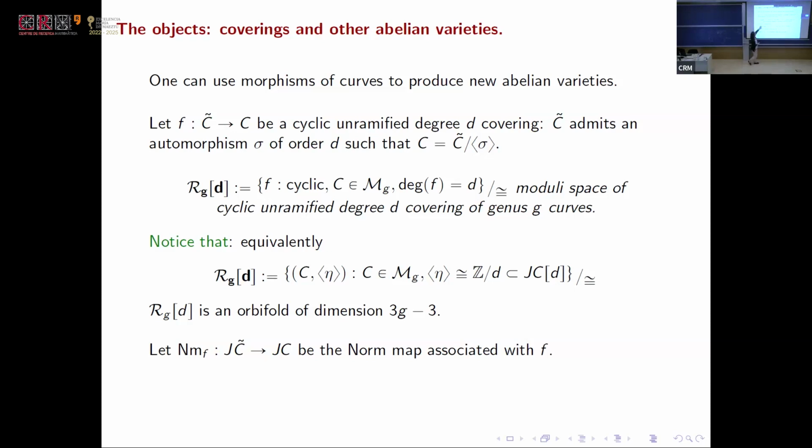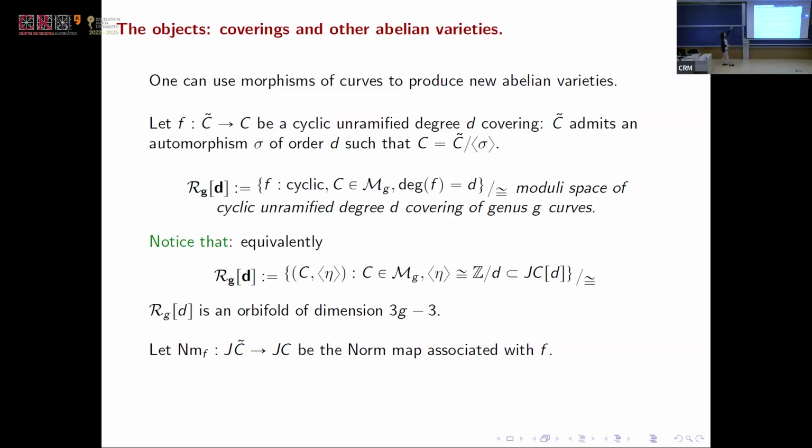And this description of this moduli space is useful to see that it is an orbifold of dimension 3g minus 3, because we can see that if we consider the forgetful map from this to this, which is given by just forgetting this point, then we have that Rg is a finite cover of Mg, and so we get this structure.